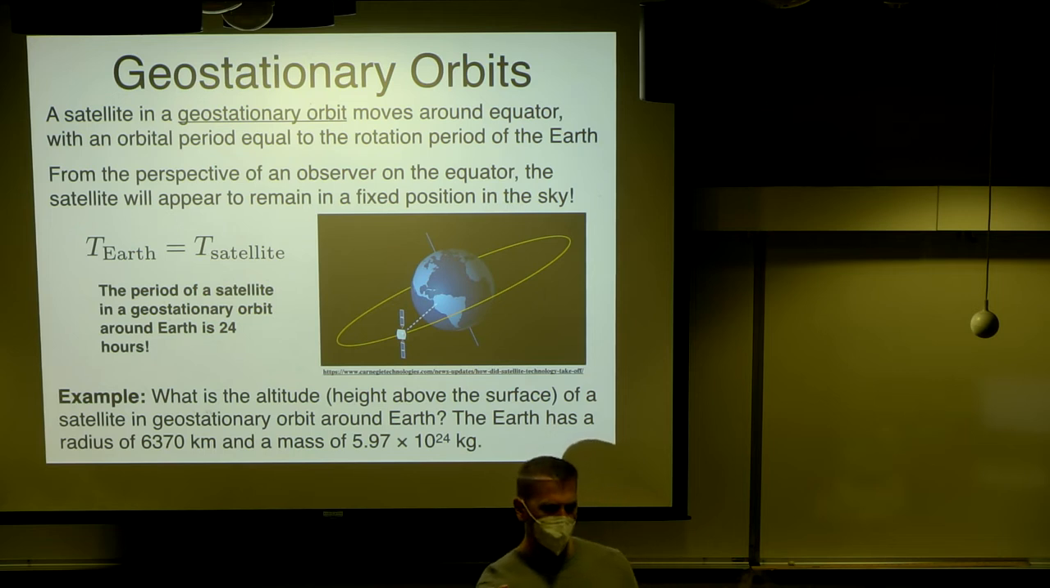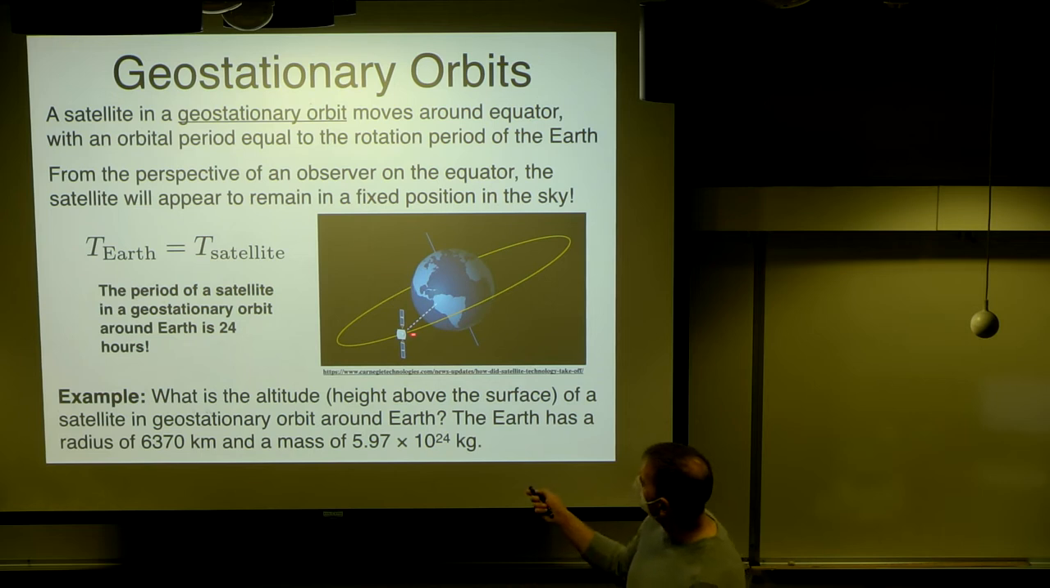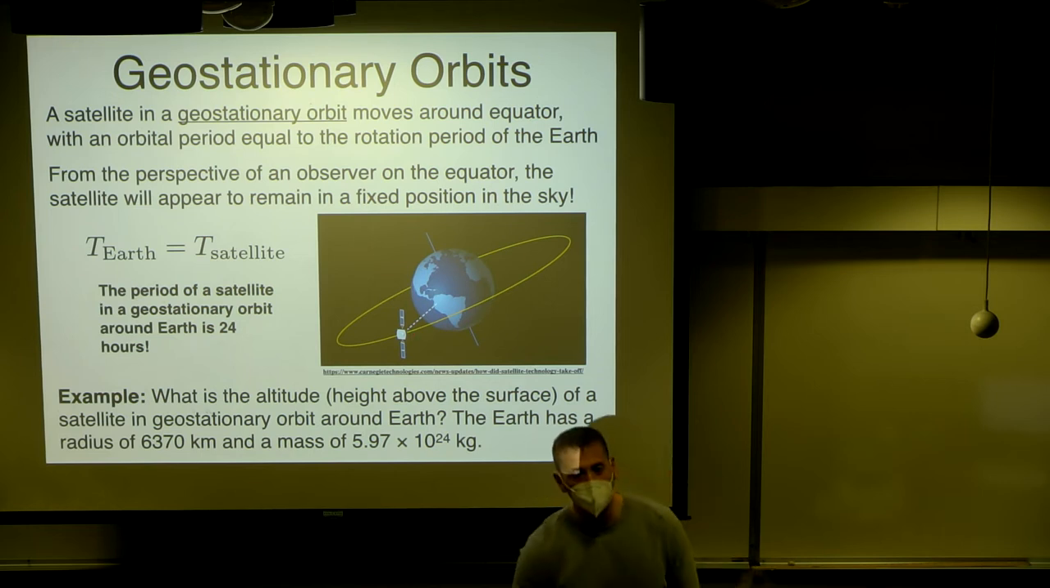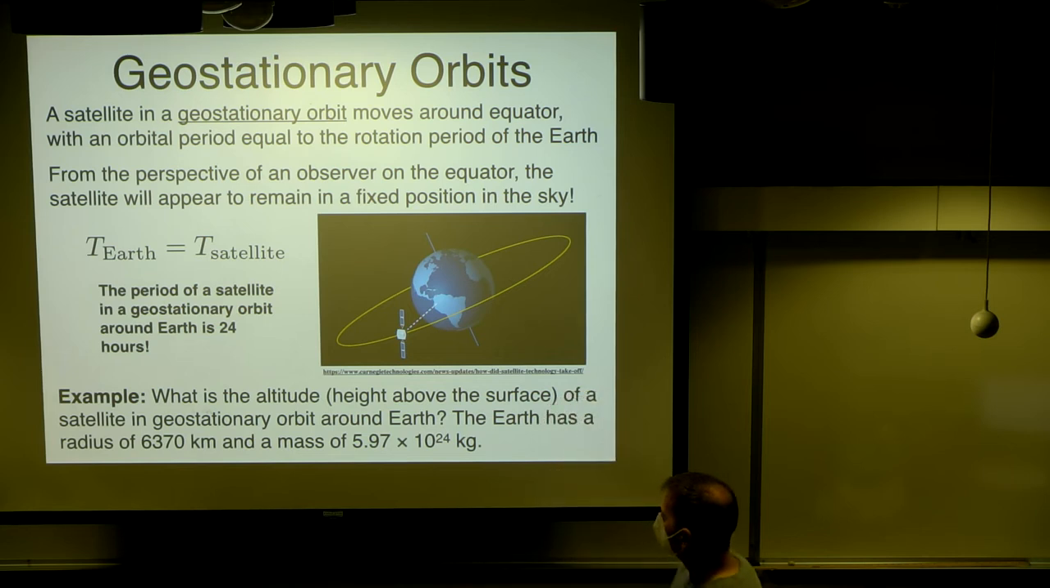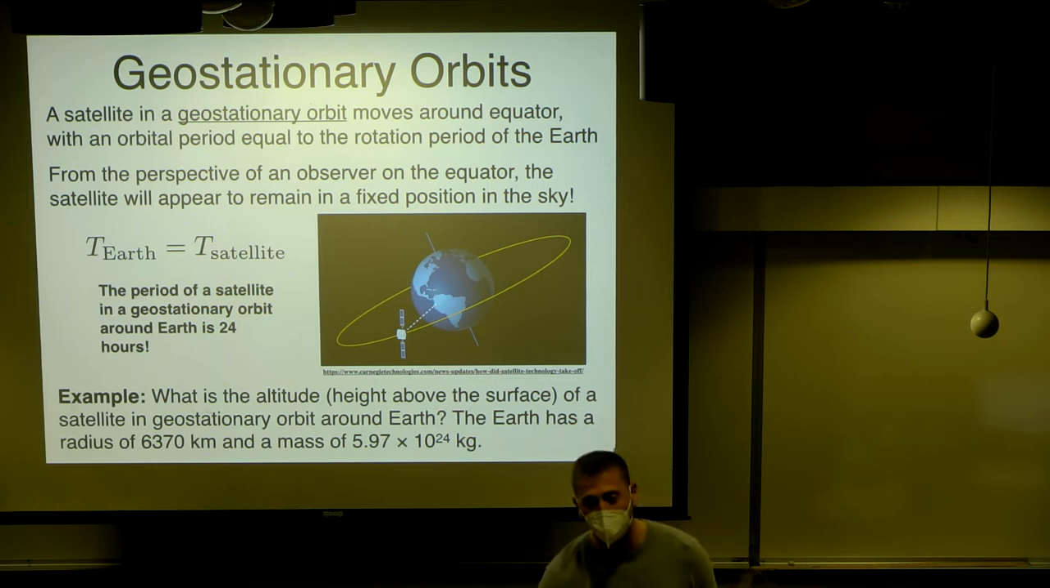So remember, the Earth's rotation period is how long it takes to spin on its axis. That's 24 hours. That's what defines the day, okay? So we're imagining the satellite also goes around the Earth once every 24 hours. So those exactly match. If you think about what that means for a second, it means the satellite is always above the same exact spot on the Earth at all times, because it's spinning around the Earth just as fast as the Earth is spinning.